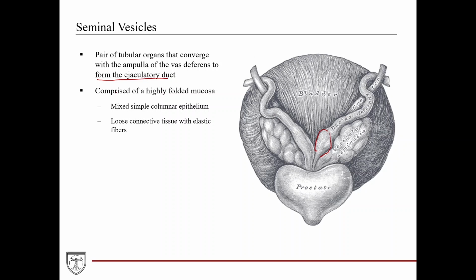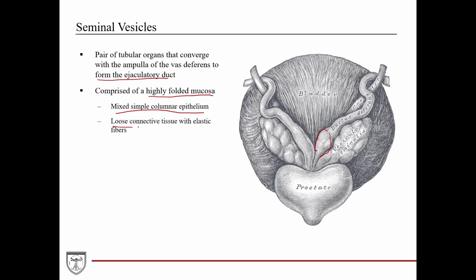And again, the purpose of that is so that the seminal vesicle secretions can converge with the sperm coming from the testicles. The seminal vesicles are composed of a highly folded mucosa, and it depends on what source you look at. Generally speaking, it's a mixed, simple columnar epithelium. Some sources may say it's a pseudostratified columnar epithelium, and that's one where you're just going to have to go off of whatever the major source is that your professor is using, mainly the slides or the book they are referencing. It's not entirely clear what the consensus is, but generally it's a simple columnar epithelium.